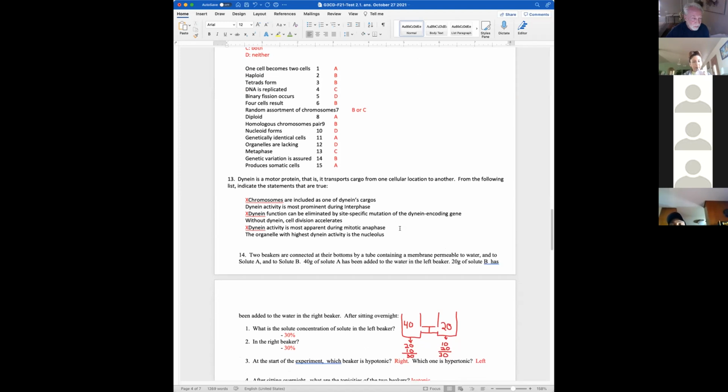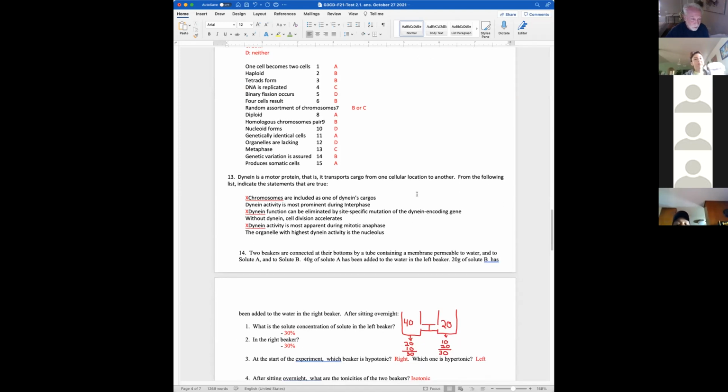Okay, the next one is about dynein, a motor protein. It transports cargo from one cellular location to another. Which statements are true? Chromosomes are one of the cargoes. That's true. Dynein is active in interphase. That is untrue. It's active in anaphase.